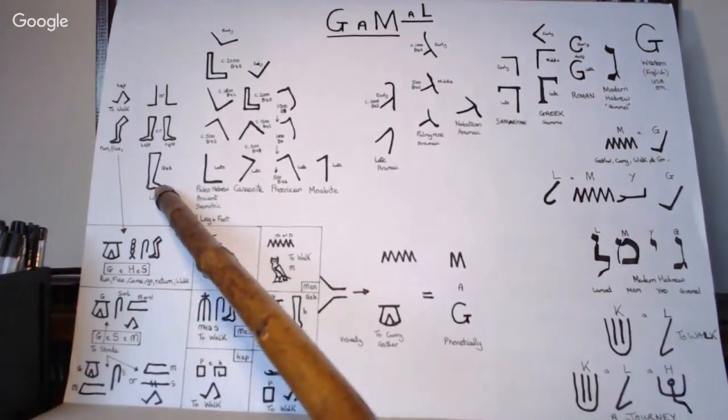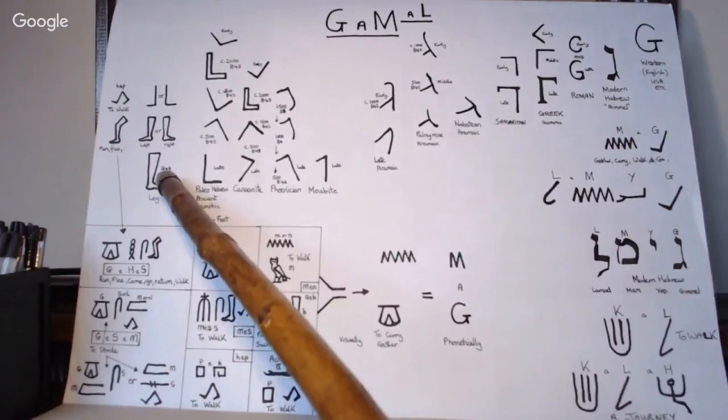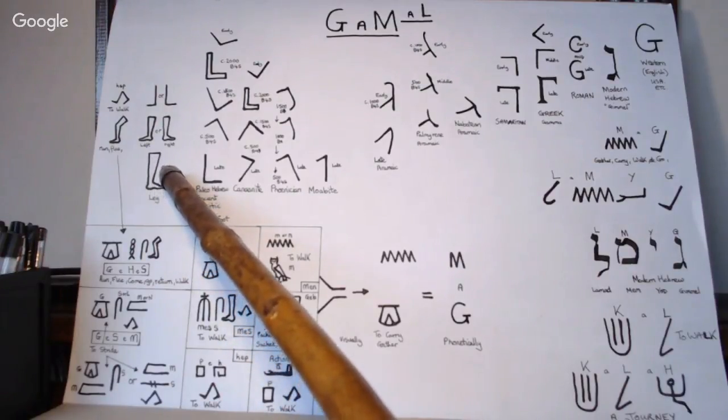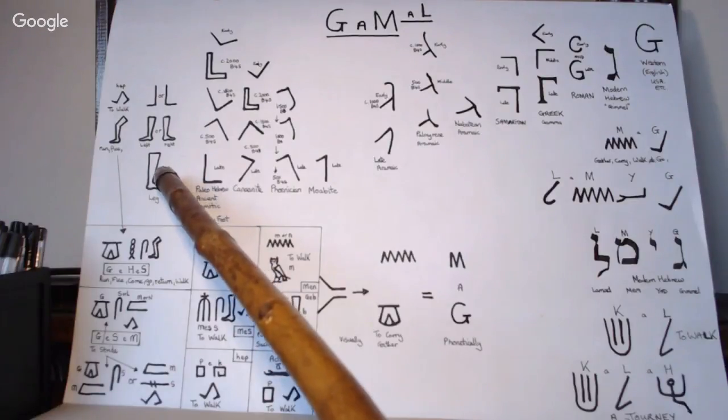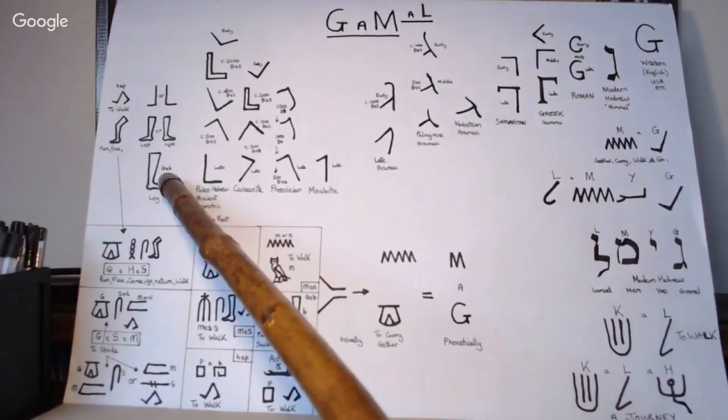basically the leg, the Egyptian sounding word for that symbol is phonetically pronounced Geb, or Jeb, Geb, something like that, but it starts with a G.